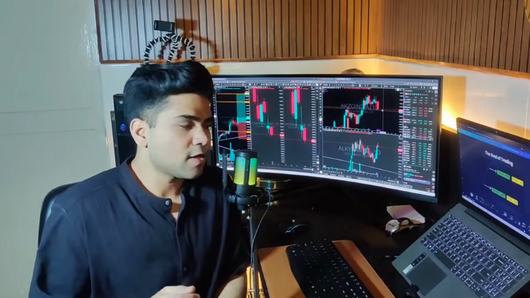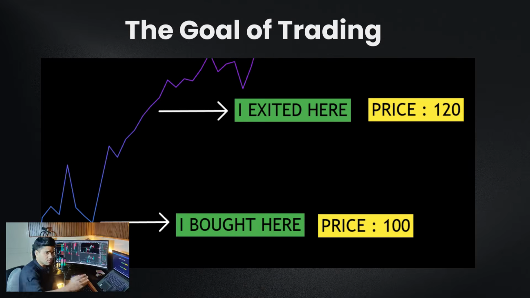Let us first understand what is the goal of trading. The simple goal of trading is that you bought something, let's say, at a price of 100, and then you sold that same thing after a period of time, let's say at 120. So you made a profit of 20 rupees. Let's say you sold something at 120 and you exited that trade at 100. So you again made a profit of 20. So there are two people that are involved here. One is a buyer and one is a seller.